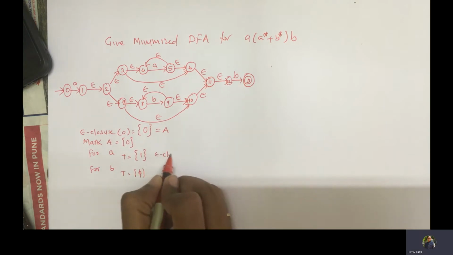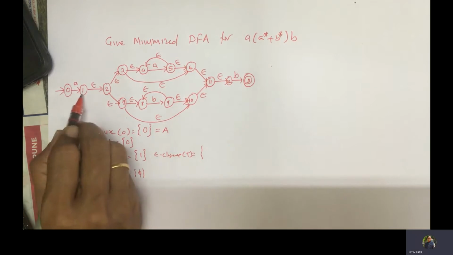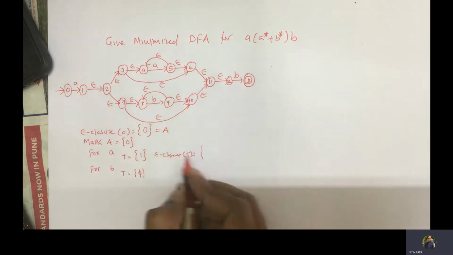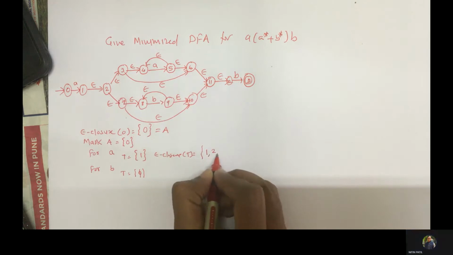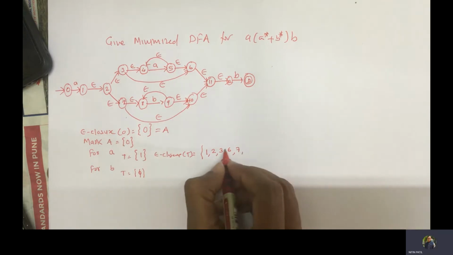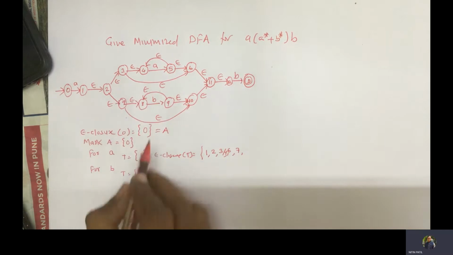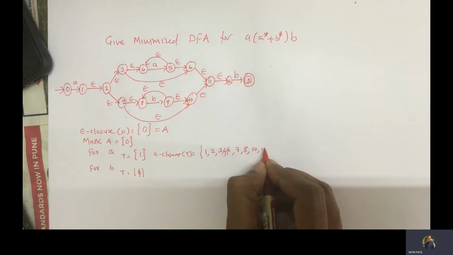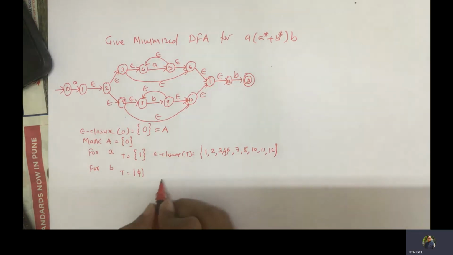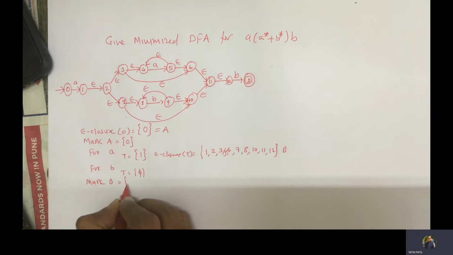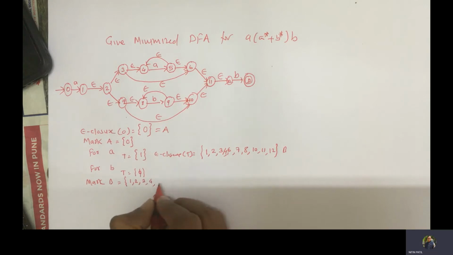So the epsilon closure of T would be: epsilon closure of 1 includes 1, 2, 3, then 6, then 7. Sorry, we missed 4: 3, 4, 6, 7. Then 8, then 10, and 11, 12. Fine. So this will be named B. Mark B equal to 1, 2, 3, 4, 6, 7, 8, 10, 11, 12.